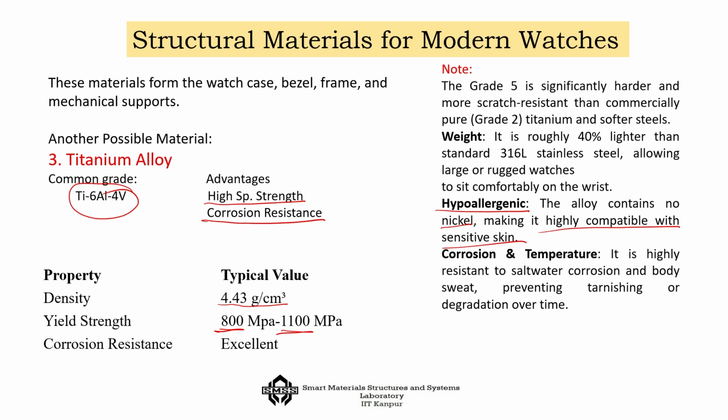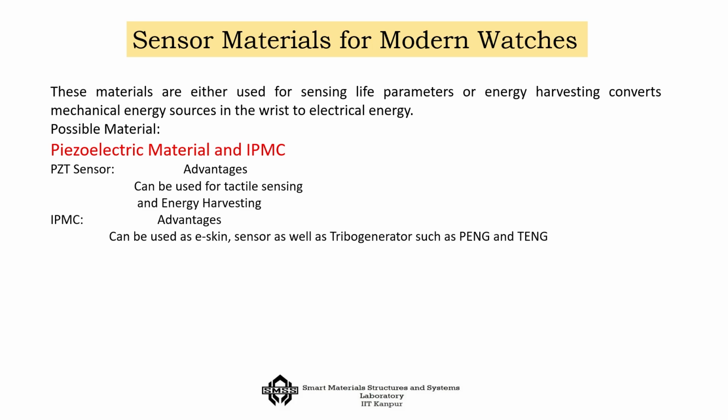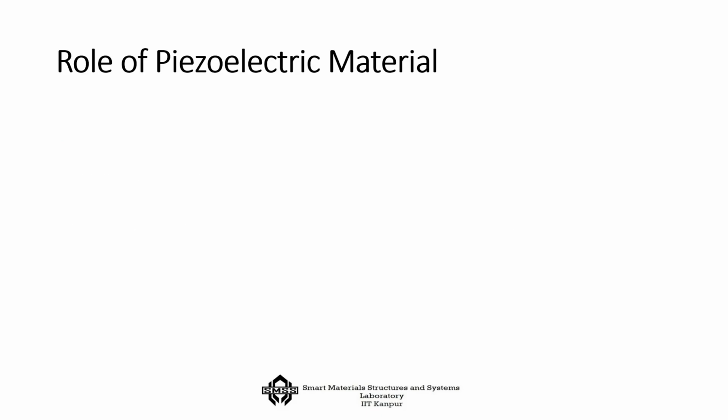Now, of course, I told you from the sensor's point of view, we have two choices. One is called the piezoelectric sensor and another is called the IPMCs. These two materials we can use for the sensing and for the energy harvesting. So, how is it going to help us? Let us say what will be the role of piezoelectric material? Well, of course, there is one standard rule for a piezoelectric material, that if you use quartz, there used to be a quartz watch.